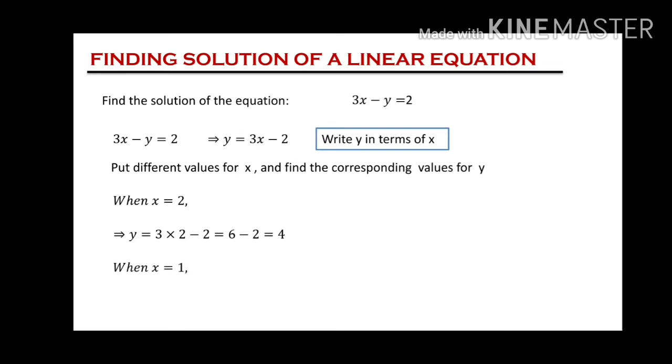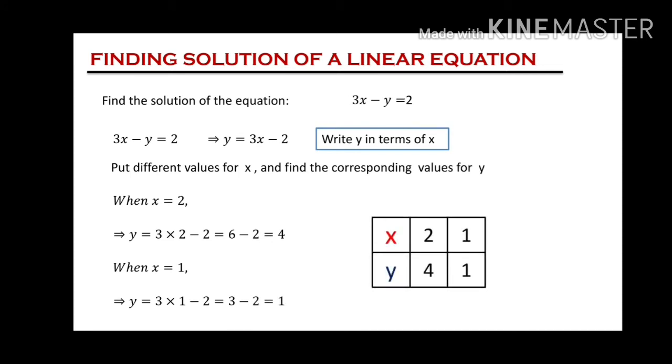And when x equals 1, suppose we take x equals 1, it becomes 3 ones are 3, 3 minus 2 is 1. So here we are getting two solutions. One is x equals 2, y equals 4. When x equals 1, y equals 1. So in this way we can find solutions of a linear equation. And remember, there are infinite number of solutions for a linear equation.